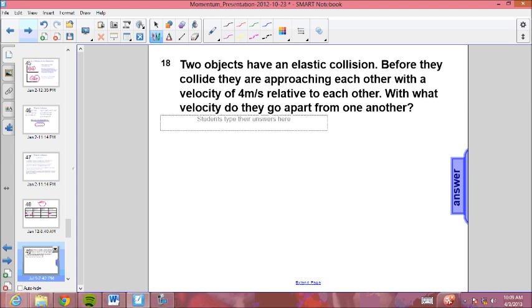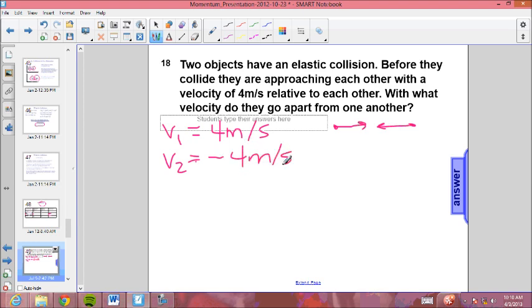So two objects have an elastic collision. Before they collide, they are approaching each other with a velocity of 4 meters per second relative to each other. With what velocity do they go apart from each other? So our V1 equals 4 meters per second. And if they're relative to each other, that means they're going to be moving opposite. So if they're going 4 meters per second towards each other, the first object is going in the positive direction, but then the second object is going in the negative. So V2 has got to be negative 4 meters per second.